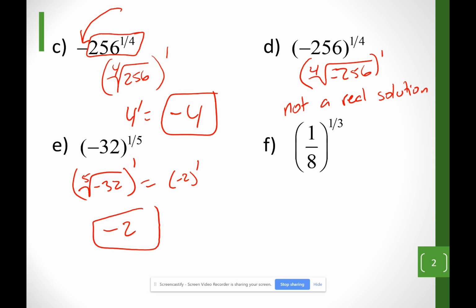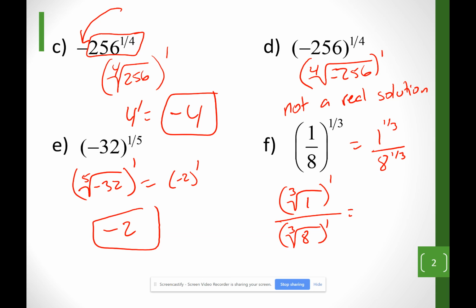Same thing with a fraction. I'm basically going to see this as 1 to the 1/3 over 8 to the 1/3. I'm going to split it. So the top, I'm looking at the cube root of 1 to the 1 over the cube root of 8 to the 1. I know the cube root of 1 is 1, so that's 1 to the 1, better known as 1. At the bottom, the cube root of 8 is 2, and 2 to the 1 is 2. So my answer is 1/2.